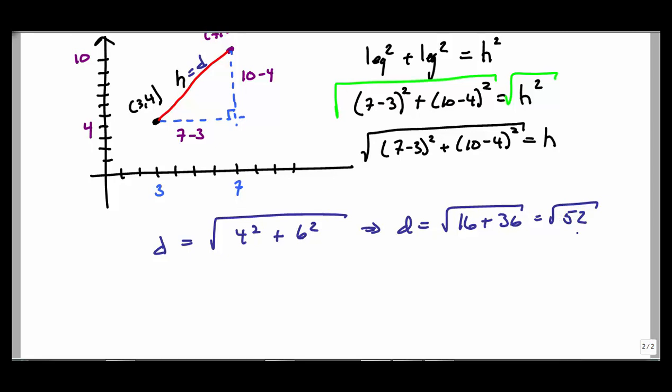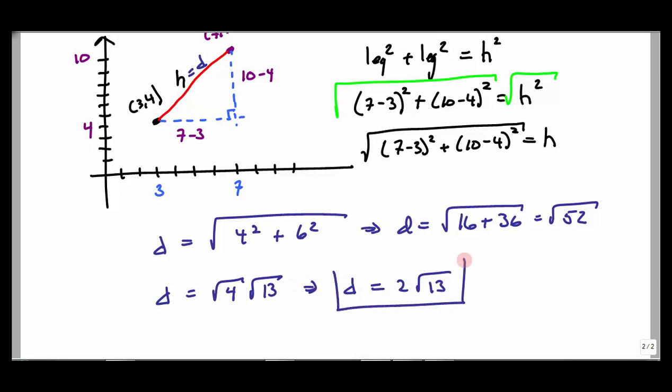Now we have to decide, would I leave my answer like this? Well, what we want to think about here is, does 52 break down? Does it have any factors that are perfect squares? So for 52, that's 4 times 13. So 13 times 4 is 52. So I can break this up into root 4, root 13. The square root of 4 is 2, so I get 2 root 13 for my distance here.